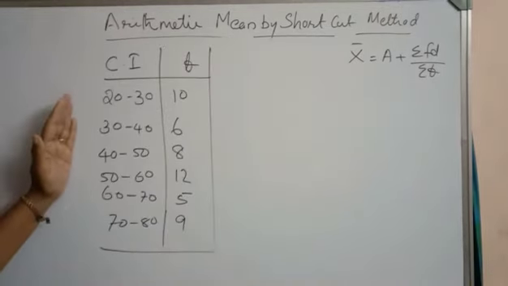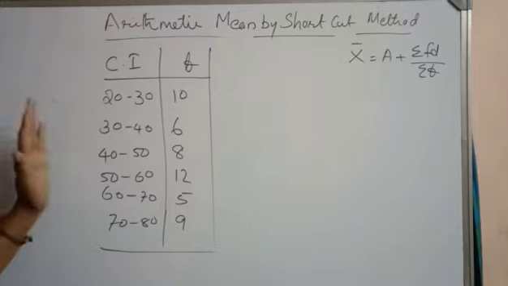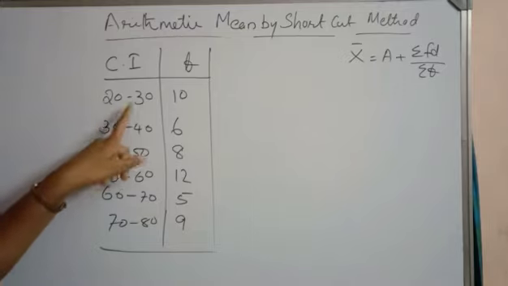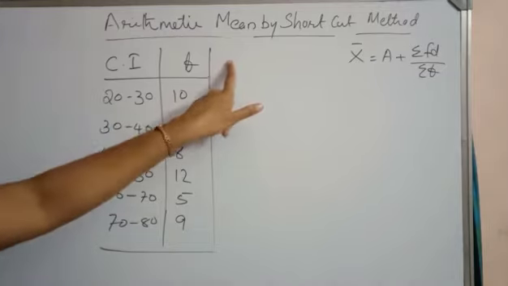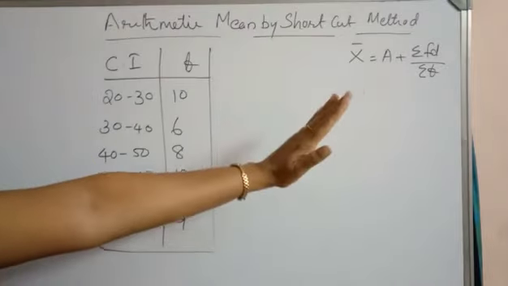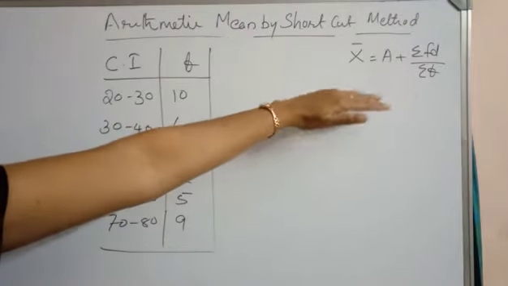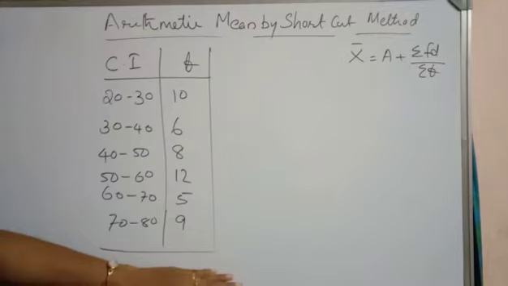Now this question is for you. Solve it and let me know the answer. Here this is given in the class interval form. You have to find the mid value and then continue the same procedure to find the arithmetic mean, and you have to solve this question by the shortcut method.